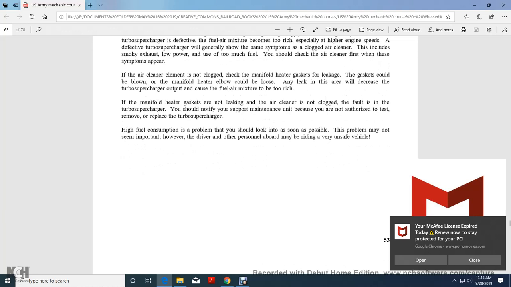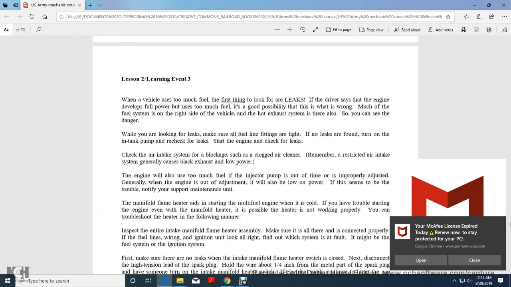The problem may not seem important, however, the driver or other persons aboard may be riding in a very unsafe vehicle.